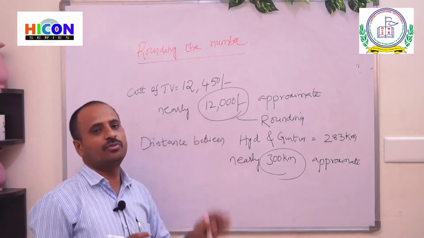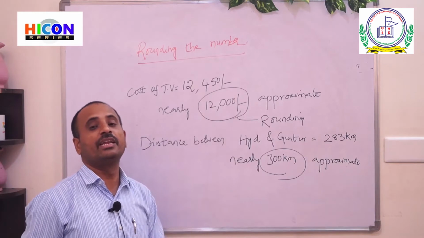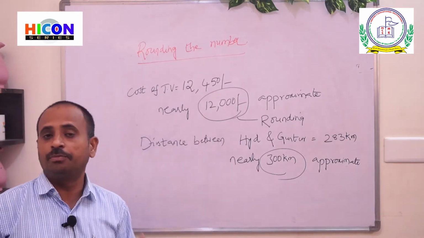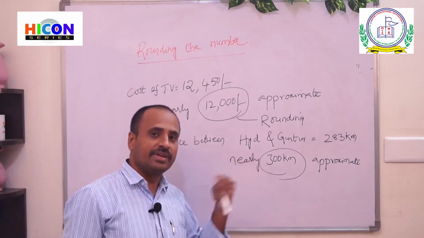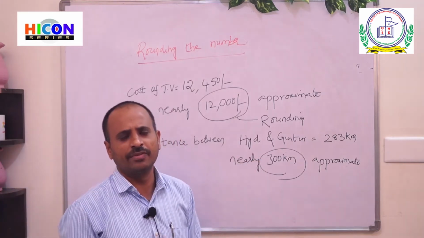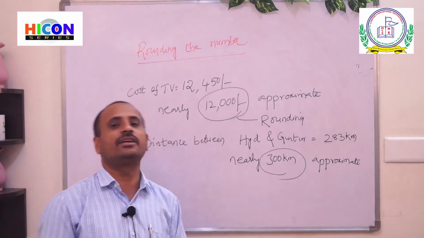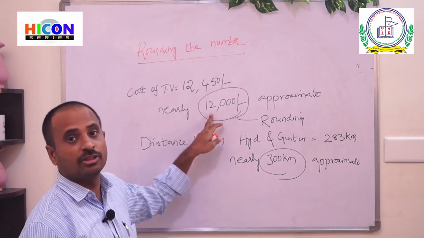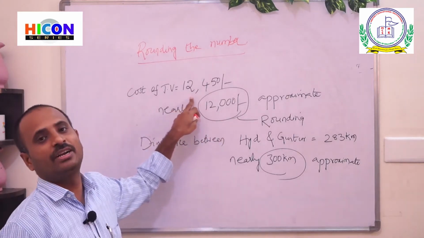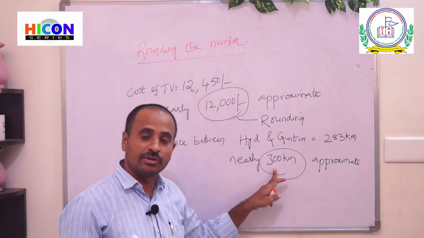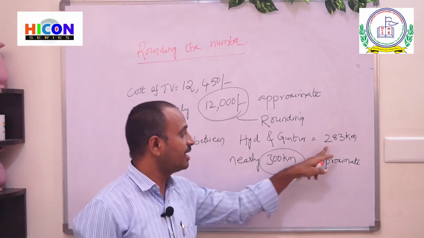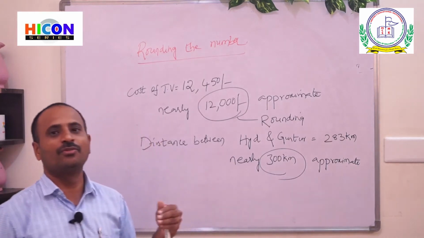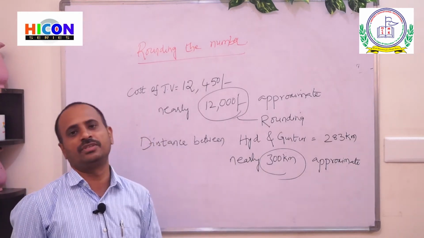We will use this concept in our daily life in some situations. These rounding numbers will help us to remember the numbers very easily. If we round the given number, then we can easily handle that number and easily remember it. So it is easy to remember 12,000 than 12,450, and it is easy to remember 300 kilometers than 283 kilometers. That's why we use rounding in our daily life.